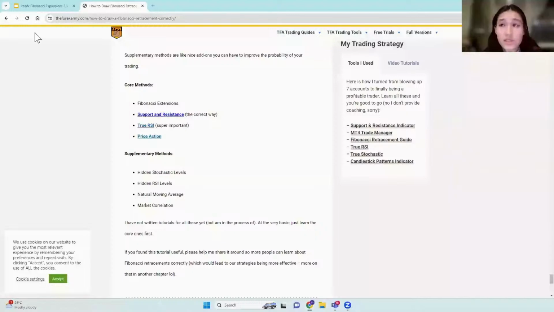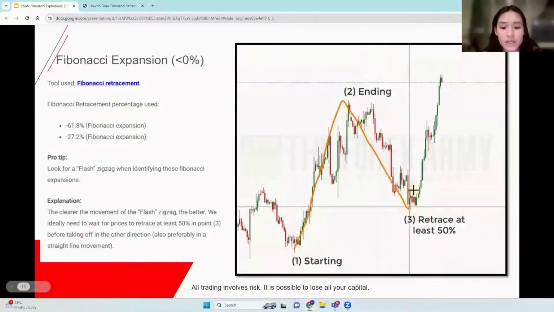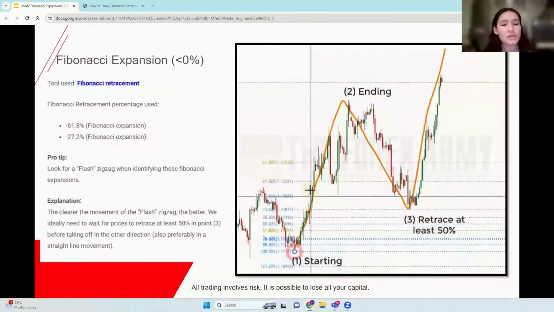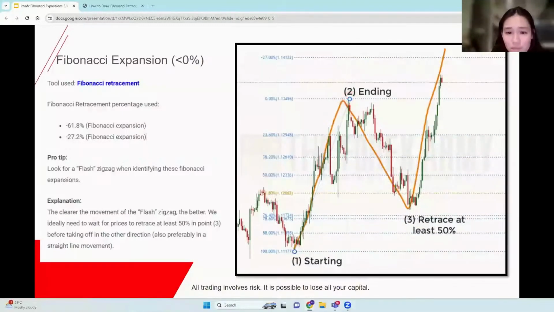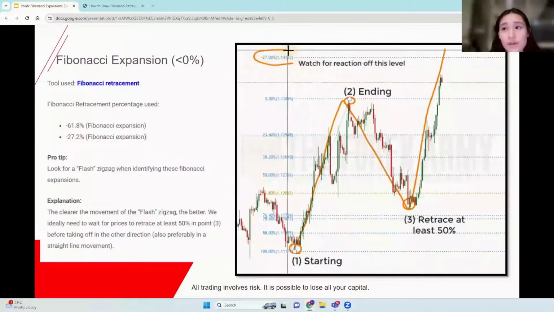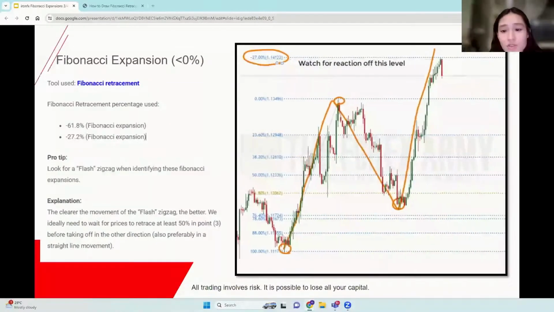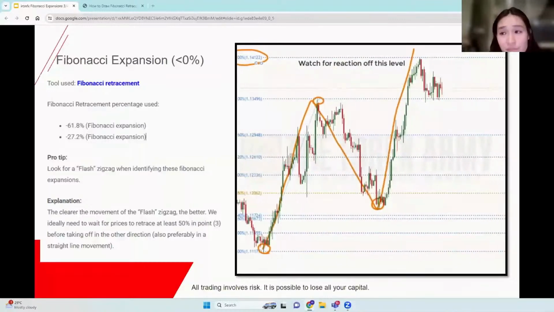Let me go back to my slides. Okay, so let's zoom in to this week's topic, which is Fibonacci expansions, and we're just going to be focusing on the negatives today. Using the Fibonacci retracement tool, we are making use of the negative levels, namely minus 61.8 and minus 27.2. When using this tool, ideally we look for this flash, zigzag, or lightning symbol.